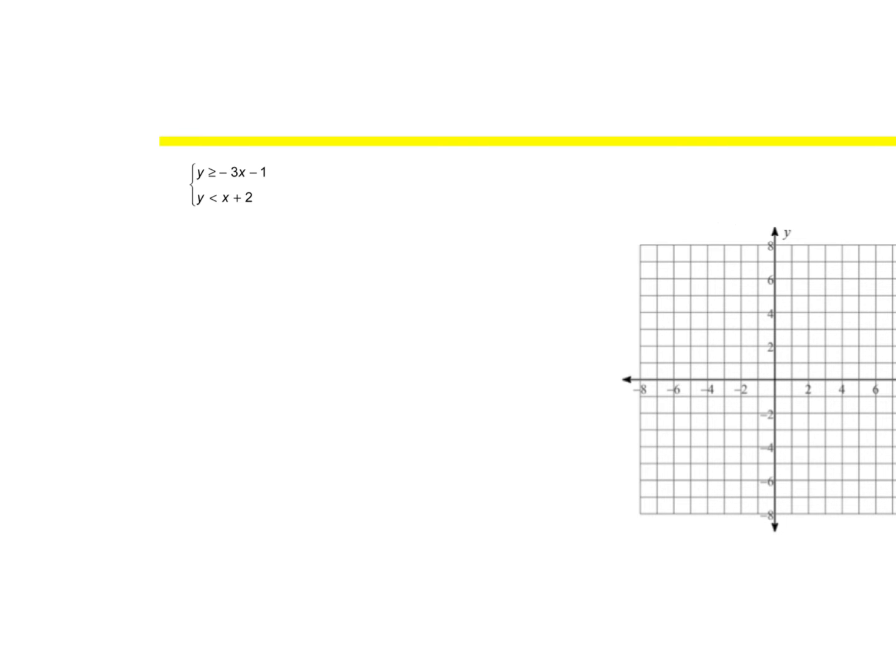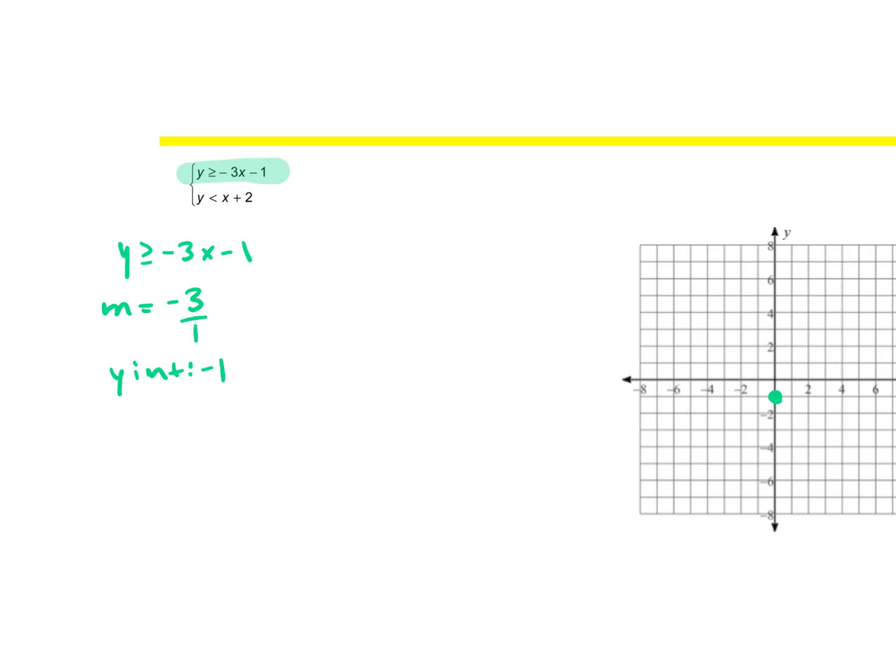All right, so for the next one, what's the first thing I should do? Put it in slope-intercept form? Is it already in slope-intercept form? Yep. So what's my slope? -3/1. And what's my y-intercept? -1. So what do I plot first on my graph? The y-intercept. So I'm going to put a point on the y-axis at -1.